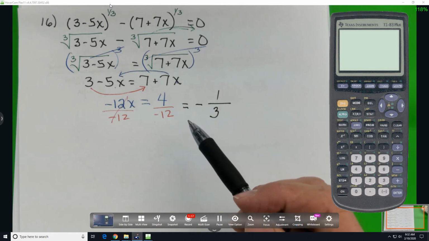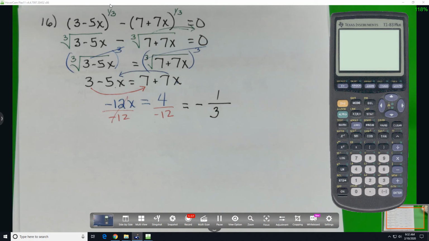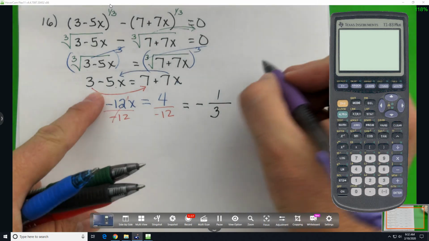Okay? Any questions there? We had decided to move the negative 5x to the right and the other 7 to the left. Oh yeah, you would have moved this over here. That would give you a positive 12x over here, and a negative 4 over here. So basically you have a negative here and a positive there, still giving you a negative 1 over 3. Okay? So, y'all hear that question? If we moved it the other way around?